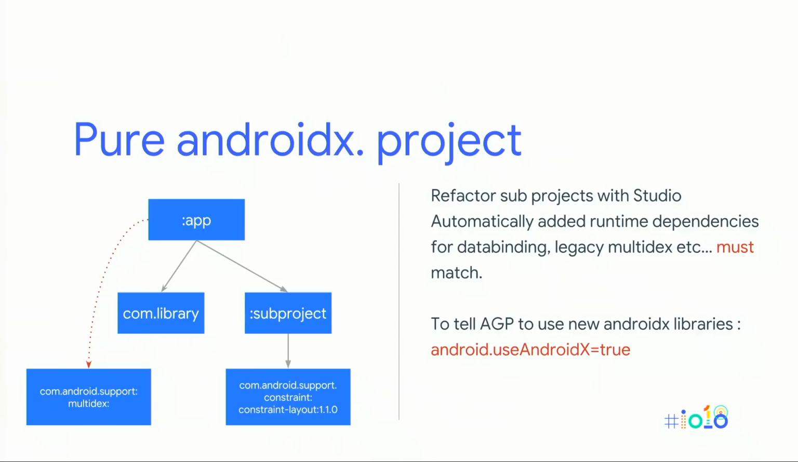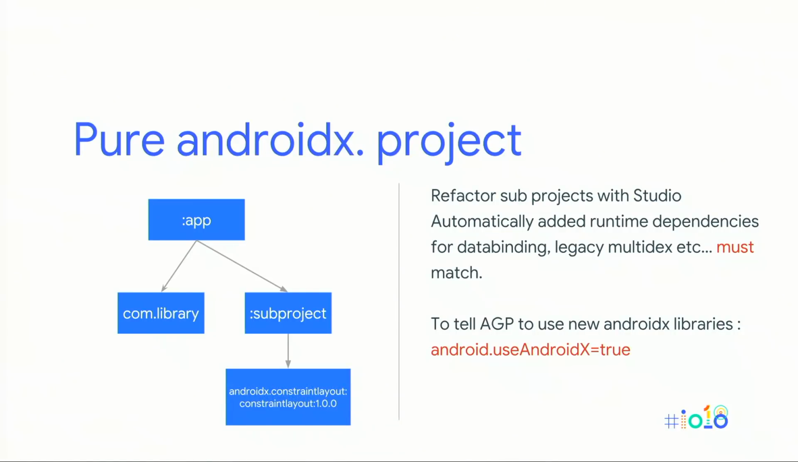Say you use legacy multi-dex, say you use data binding, we're going to add automatically the multi-dex support library. Now, if you move to a new pure AndroidX world, where you now suddenly have the AndroidX constraint layout instead of the old com.support, we need to know that we must use the AndroidX multi-dex runtime library so that the two worlds do not collide, right? So we need to have an indication of which one we want to inject. And you need to tell the plugin, through this flag, which of the two versions you want us to use. Okay, so if you want to move to an AndroidX world, please use this flag.